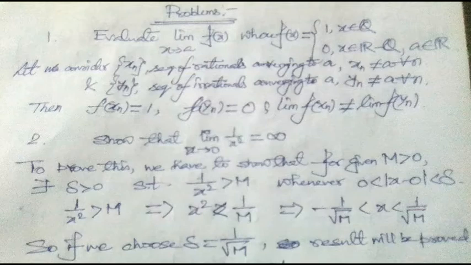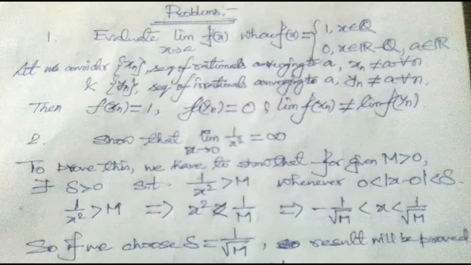Now come to the second problem. The limit as x tends to 0 of 1 by x square equals infinity. We have to prove this. So the limit is not a finite number, so we have to show that for a given positive number m there exists some delta such that 1 by x square is greater than m whenever mod x is less than delta.